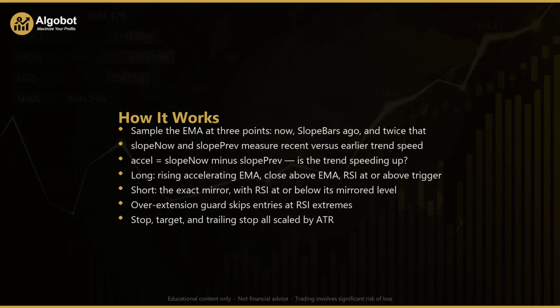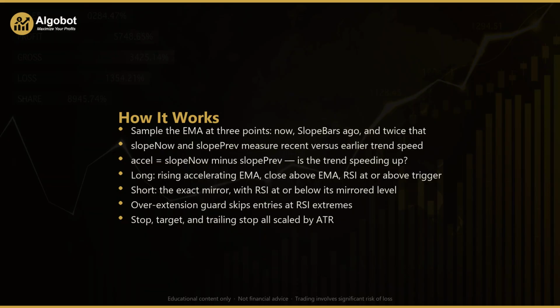Now the exits. When a position opens, the stop loss is placed a set number of ATRs away from entry, controlled by AtrSlMult, defaulting to 2. The take profit sits further away, set by AtrTpMult, defaulting to 3.5 ATRs. Because both are scaled by ATR, the risk and reward automatically adapt to how volatile the market currently is. There's also an optional chandelier-style trailing stop, set by AtrTrMult. It follows price by a fixed number of ATRs and only ever tightens, never loosening, to help protect open profit while letting a winner keep running.